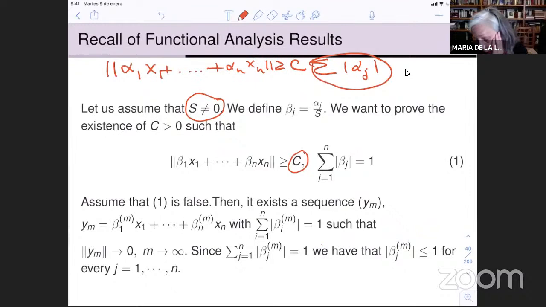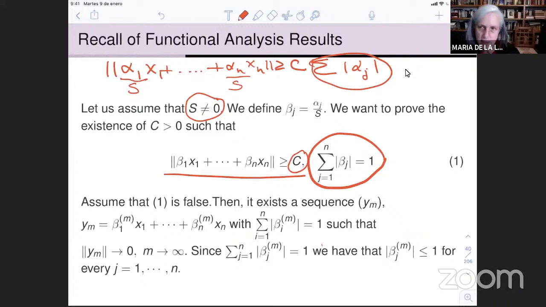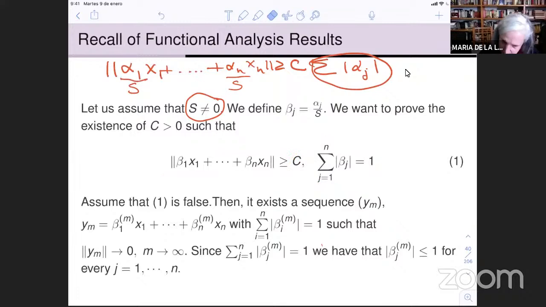And here, because this is a norm, we are introducing the S in each of the coefficients. And what do we have? We want to prove this inequality, but only for coefficients that sum one, okay? So we are in the sphere of radius one of Rn with the norm one, okay? So we are going to suppose that this inequality is false, okay?